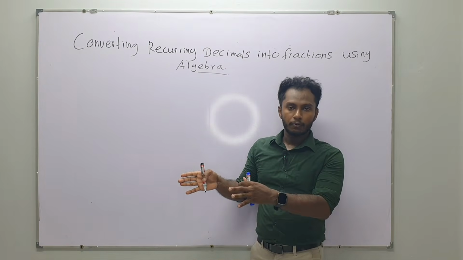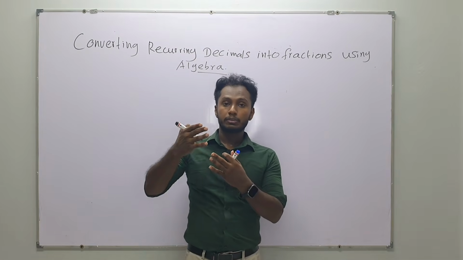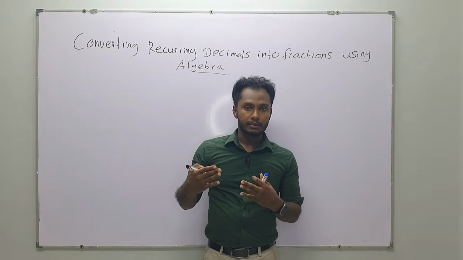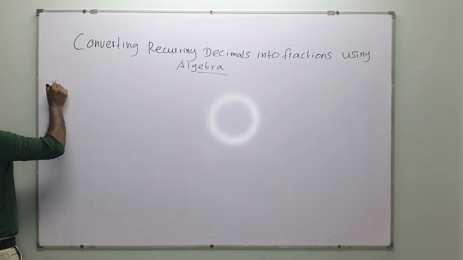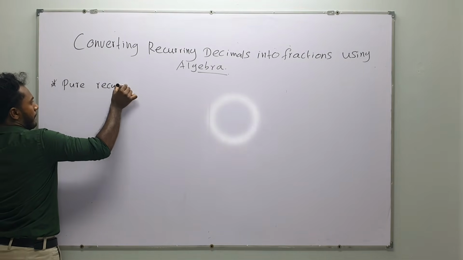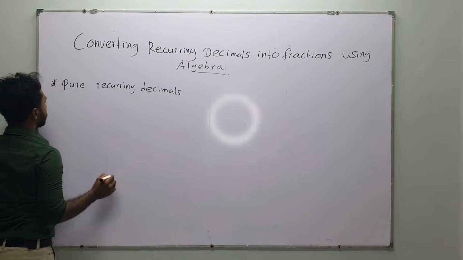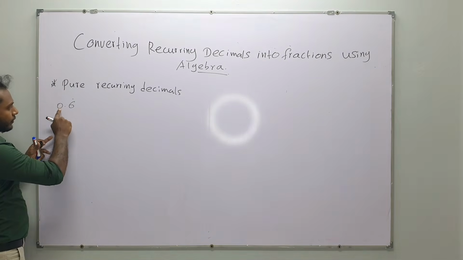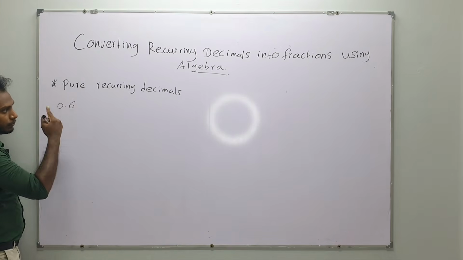So in the last episode, we discussed what recurring decimals are, right? We discussed two types of recurring decimals, the pure recurring decimals and the mixed recurring decimals. Let me show you an example. If I take the pure recurring decimals, these are examples like 0.6 recurring. That means right after the decimal point, number 6 is repeating. So these are examples of pure recurring decimals.